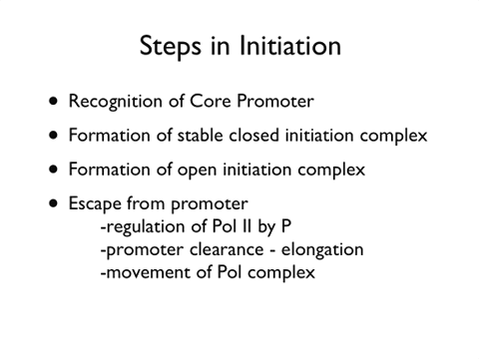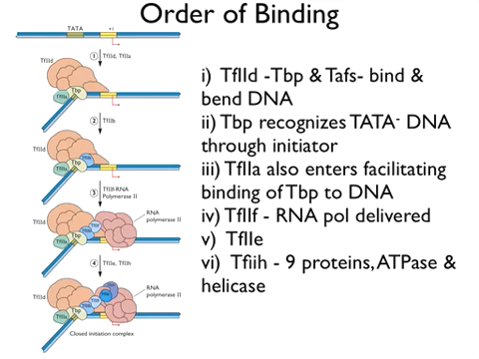A lot of other proteins come along, and this leads to the formation of an open initiation complex, again through the use of helicases and ATP. And then the polymerase is in a situation where it can escape from the promoter. And escape is regulated by phosphorylation of the carboxy terminus of the RNA polymerase. You then get promoter clearance, elongation of the nascent transcript, and movement of the polymerase complex down the genome.